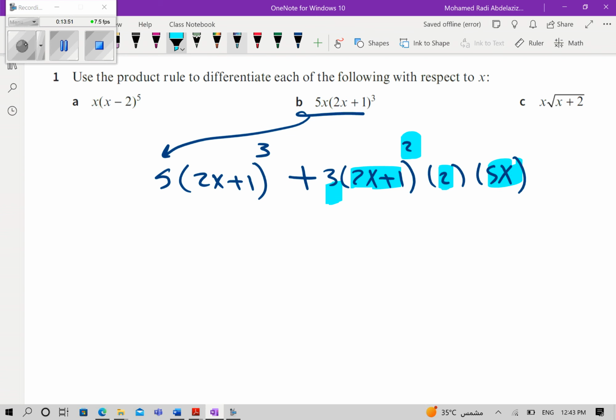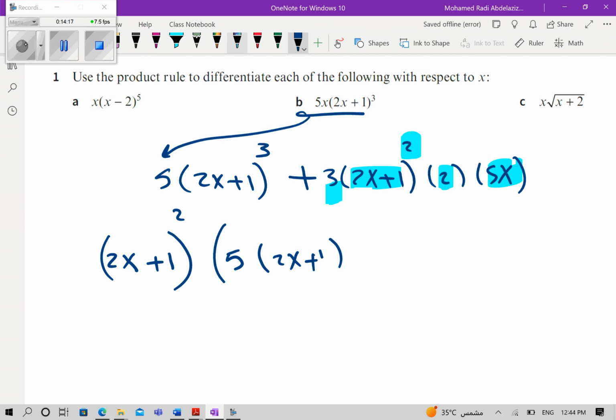Do you want to continue to simplify or no need? Simplify. Which is the common factor? (2x plus 1) all to the power of 2. Open bracket: 5 left, (2x plus 1) all to the power of 3. We already took 1 power 2, so how many? 2x plus 1. Clear? Plus. We already took (2x plus 1) all squared outside.